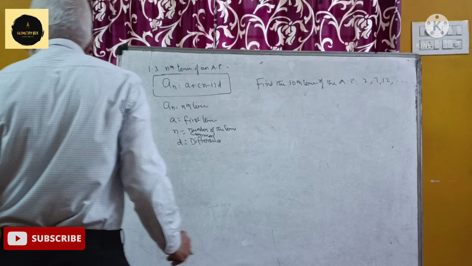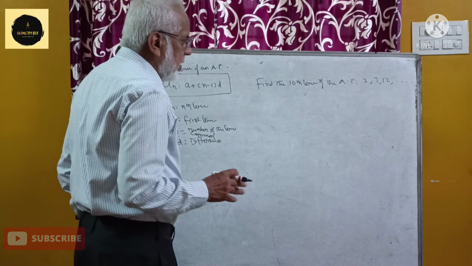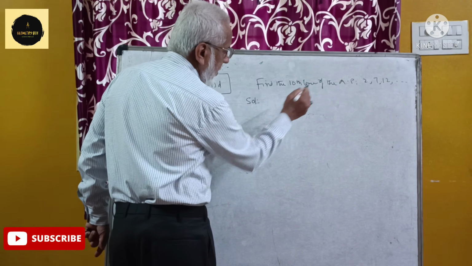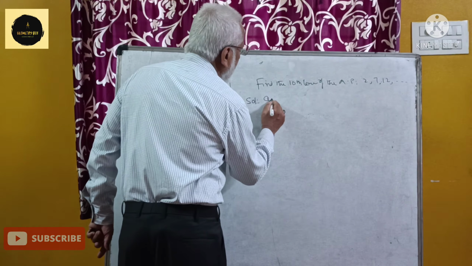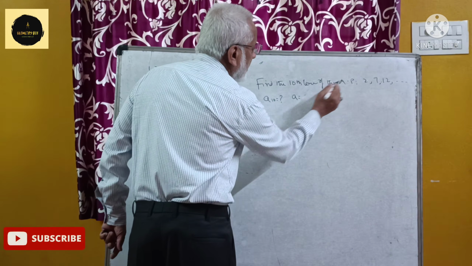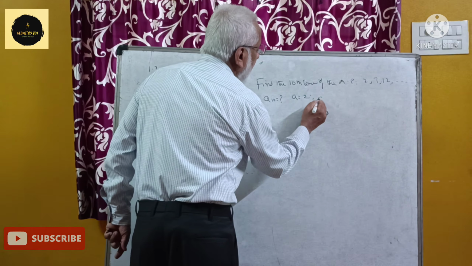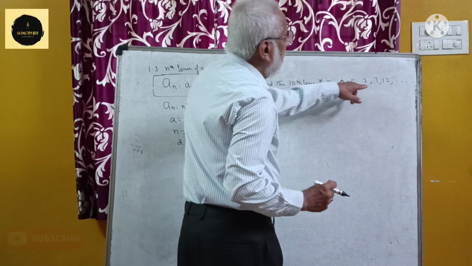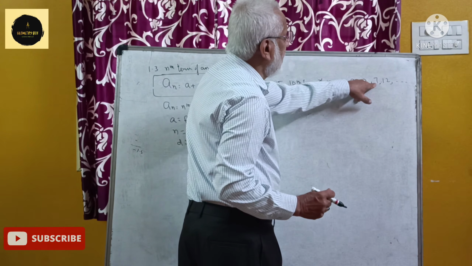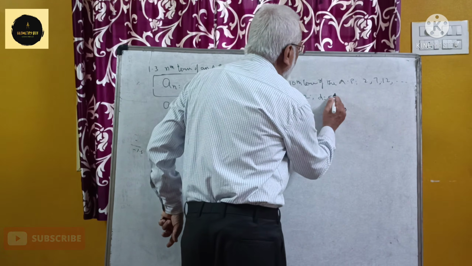Now in this, before solving the problem, we have to write the solution. In the solution, we have to write what is given. A10 is a question mark. Then what is the first term? 2. And then D means A2 minus A1, 7 minus 2, 5. 12 minus 7, 5. So D is equal to 5.